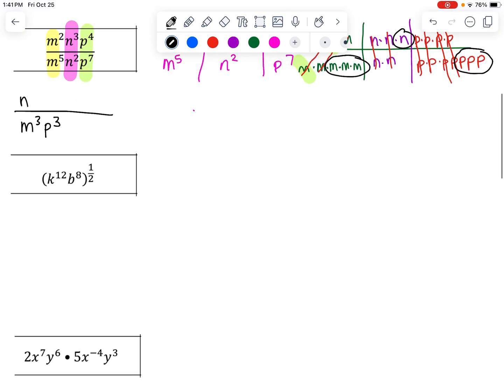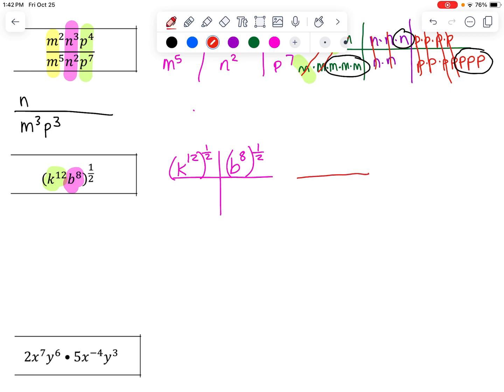All right, the next problem, I would also do a fence post, but I notice I have 2 variables, k to the 12th and b to the 8th, and both of those are being raised to the 1/2 power. So I would do k to the 12th power, and then b to the 8th, and both of those terms are being raised to the 1/2 power.